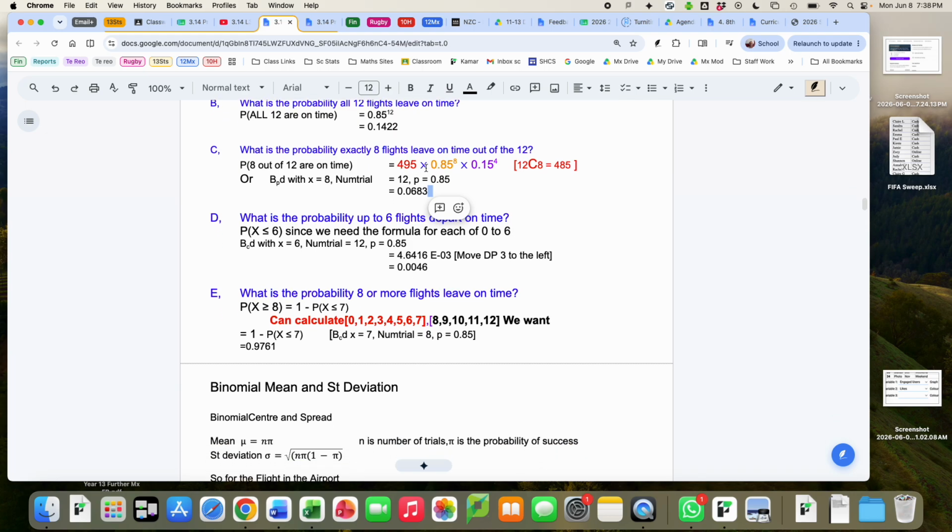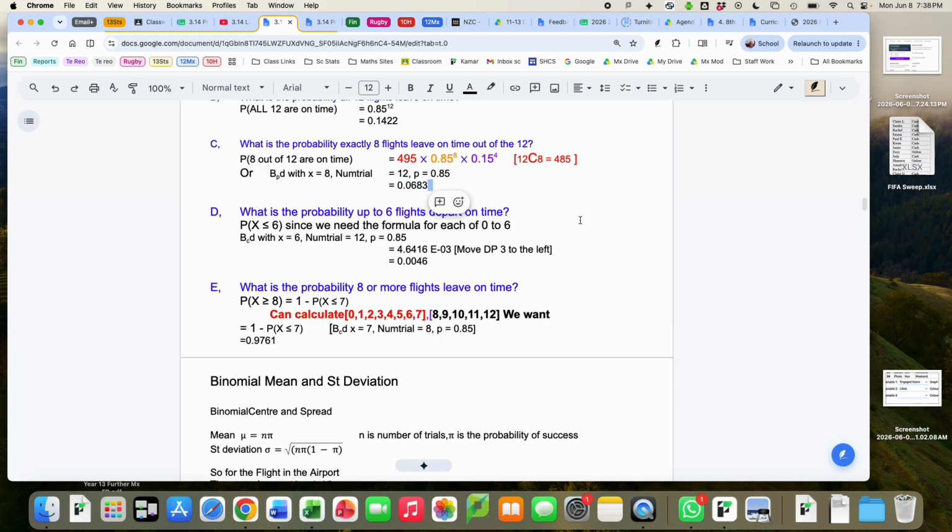I can multiply that all out, or if you look at the clip for using the calculator, I can go to BPD with x equals 8, num trial 12, probability 0.85, and I can go straight to the answer. So I've got 2 ways I can get it, and I recommend you do them both.